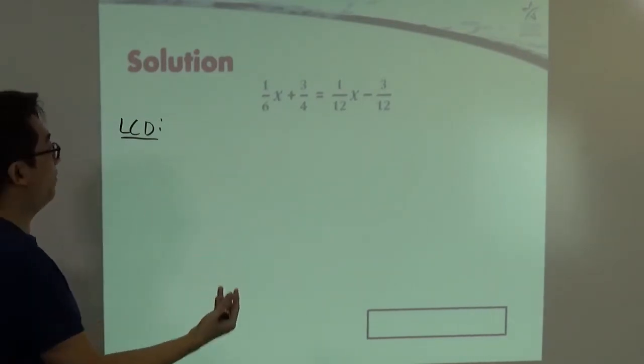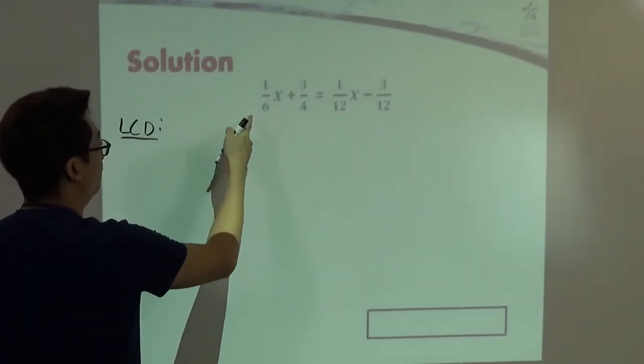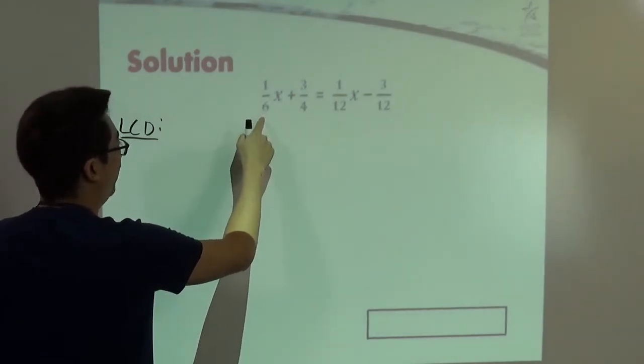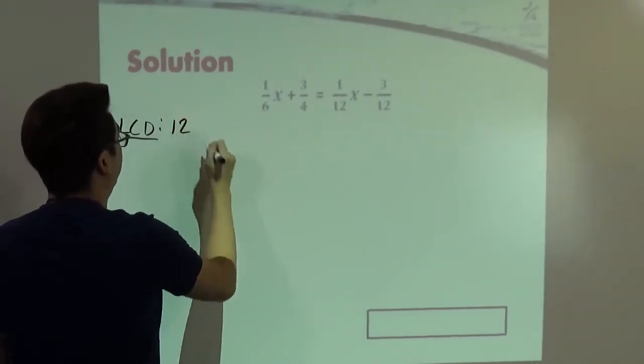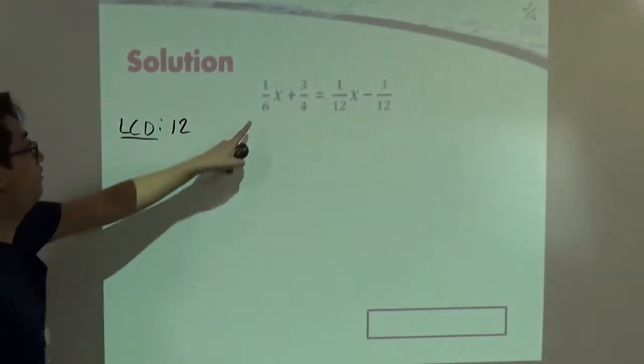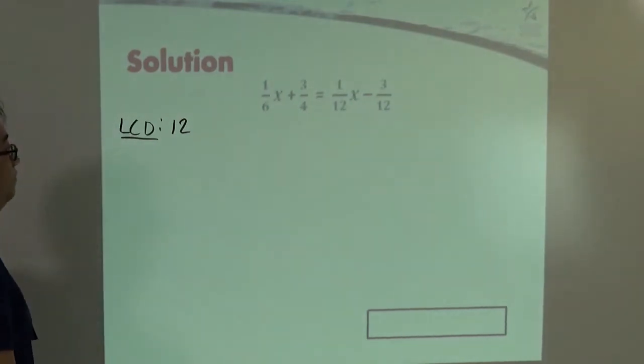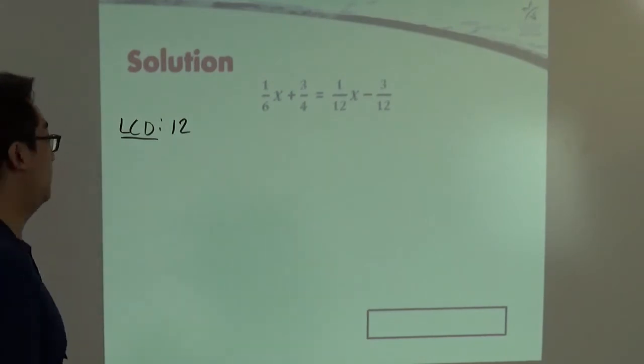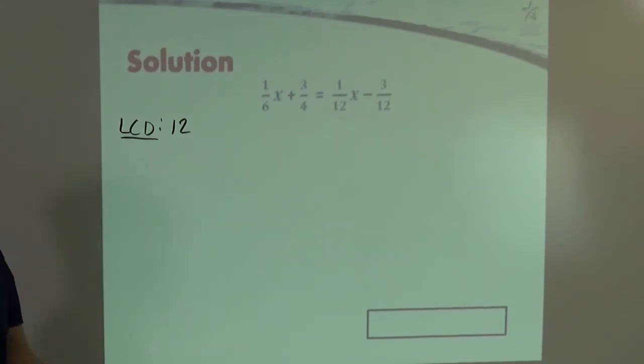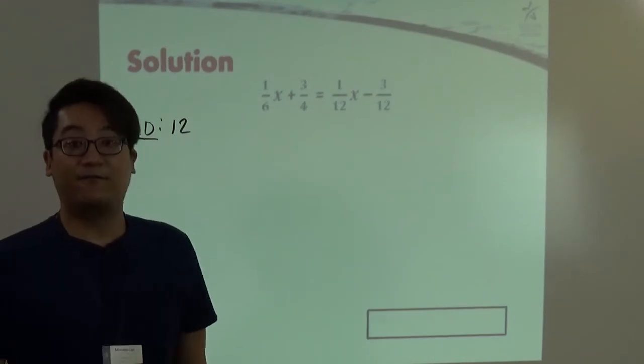The smallest number we can divide by that can be divided by 6, 4, and 12 is 12, right? Because 12 can be divided by 6, 12 can be divided by 4, and 12 can be divided by 12. So now what do we do with that least common denominator? Well, the question's telling us to clear the fraction, right?